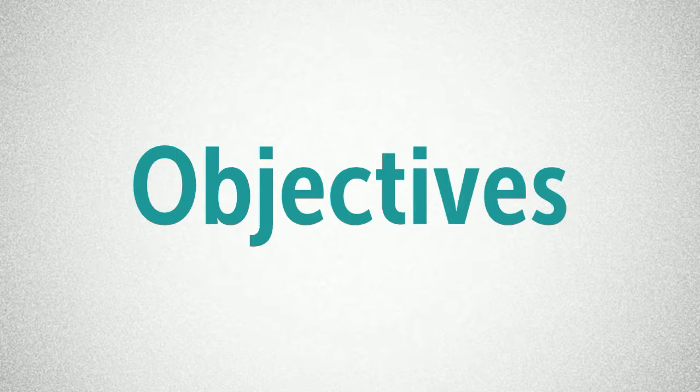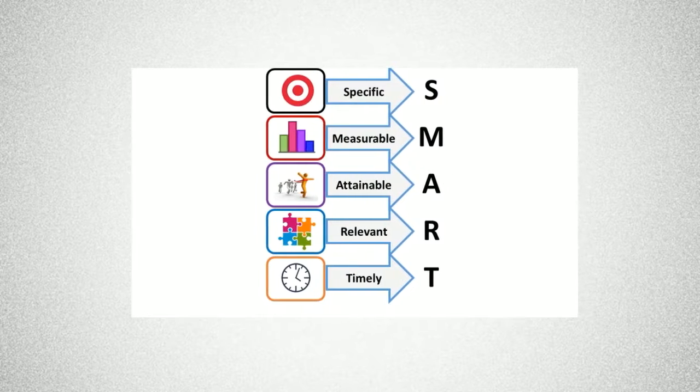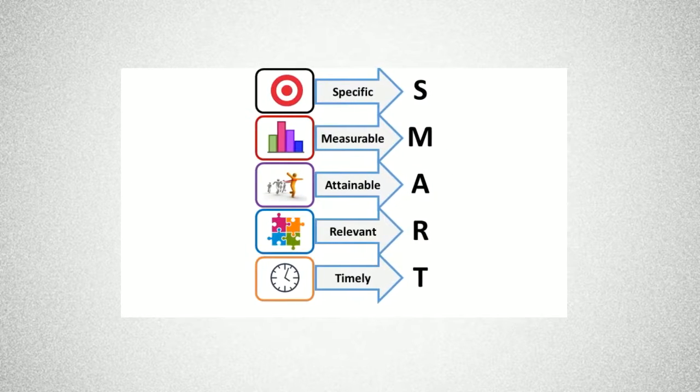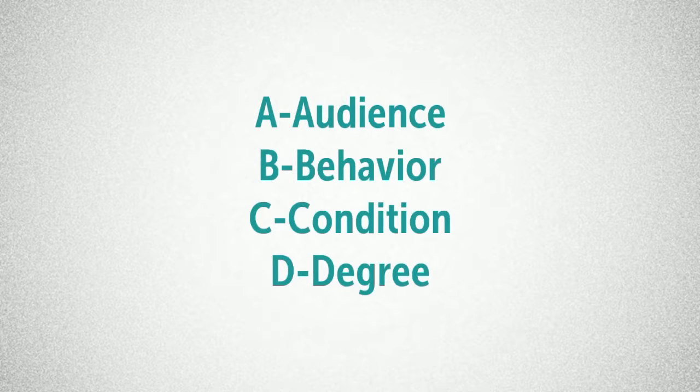Objectives can vary from content to skills to attitudes and behaviors. In any case, 2 common formats exist for writing objectives. The first common format is SMART objectives, or specific, measurable, attainable, relevant, and timely. The alternative is the ABCD format, which is audience, or your learners, behavior, what you expect from them, condition, under what context will the learning occur, and degree, or what level of mastery.